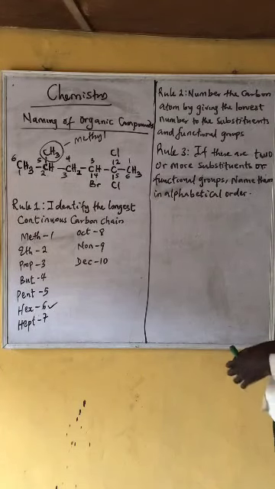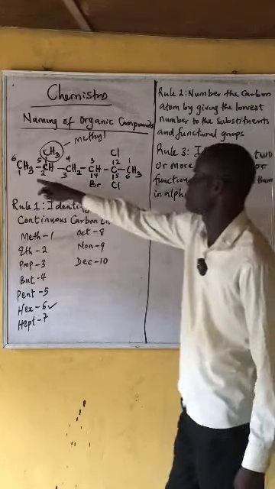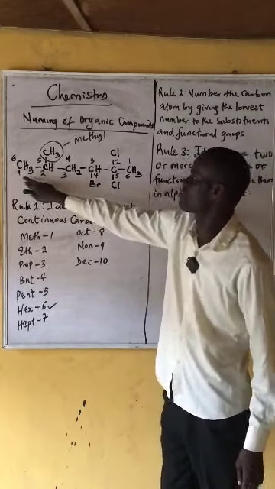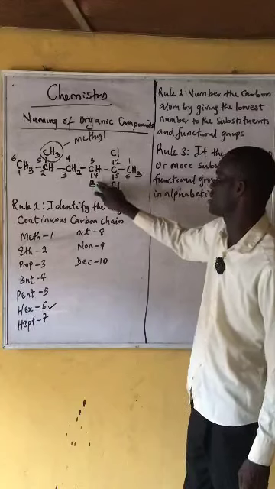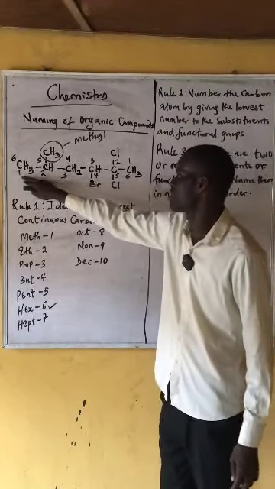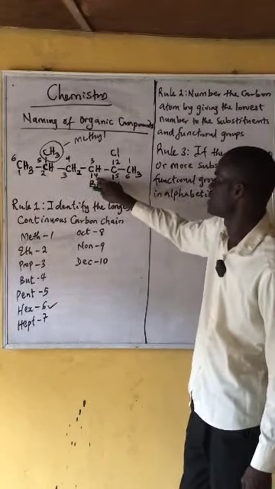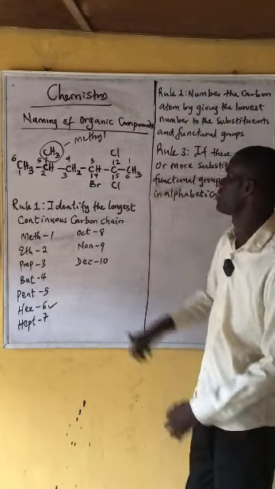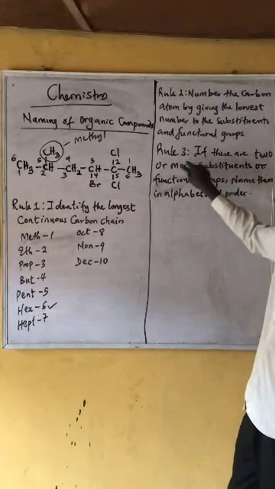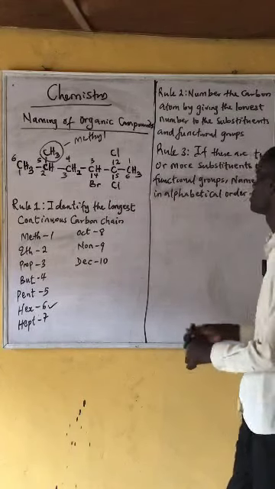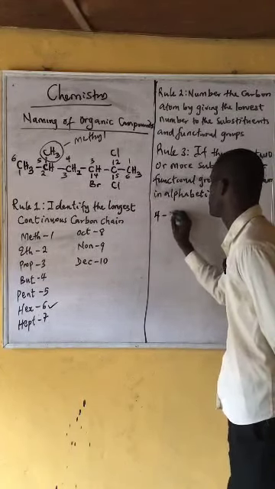Come back here now. Let's start naming from here. If you start naming from here, the methyl here is on carbon number 2. The bromine here is on carbon number 4. Bromine, B comes before C in alphabetical order. Following rule number 3, B will come before C. So we are going to have 4-bromo.